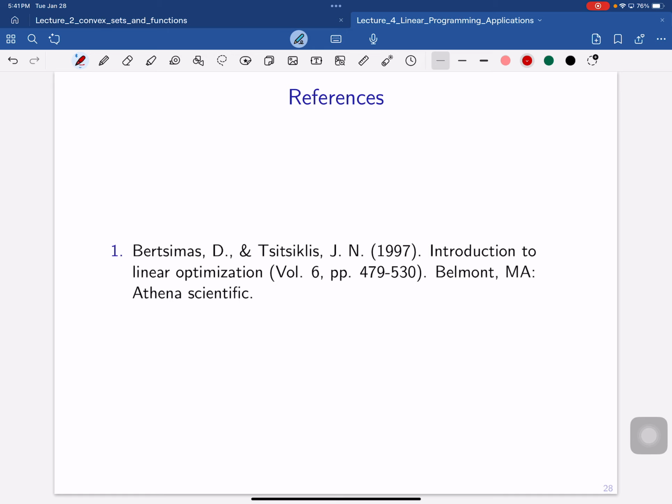In the next lecture, we will talk about some mathematical properties of linear programs to help you understand why in a linear program there exists a vertex that is optimal.